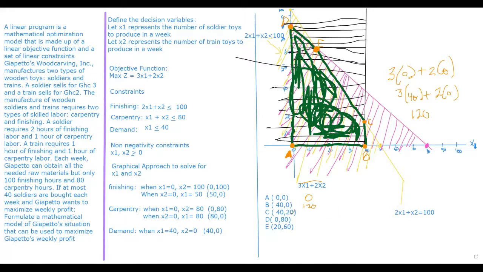Let's tackle the C. So the C is 3x1. What is the x1 for C? 40, plus 2x2. x2, what is the value? 20. x2 for C is 20. So by calculation, this one will give us 120 plus what? 40, which is going to give us what? 160.